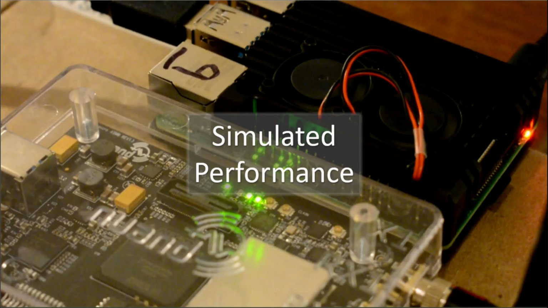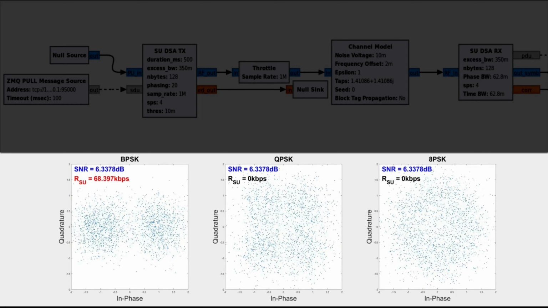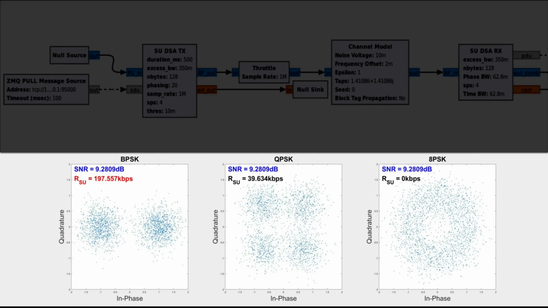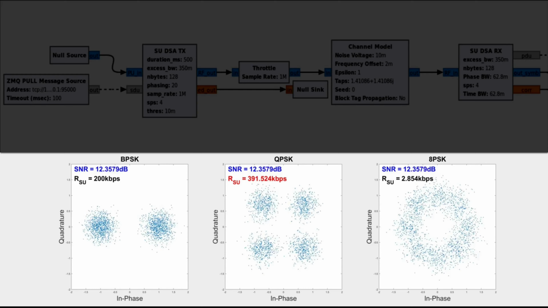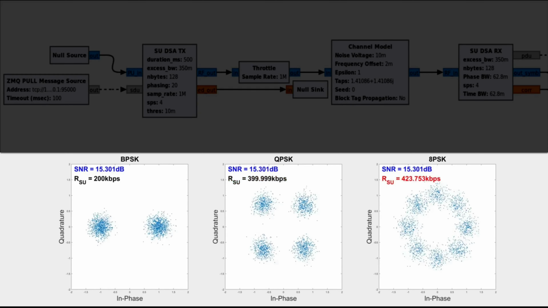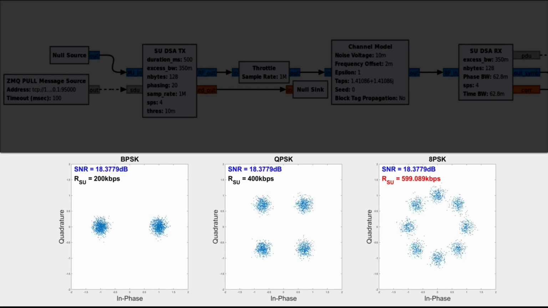Now, we will look into the simulation performance of the system that we have designed. First, the performance of different modulation schemes is observed as the signal-to-noise ratio increases. The maximum throughput is highlighted in red. It is clear that APSK has the best performance in high SNR.